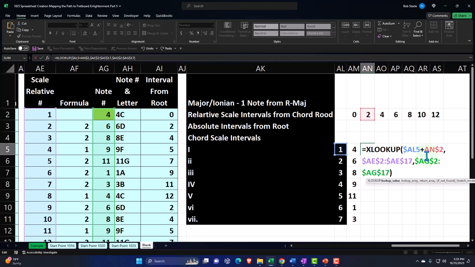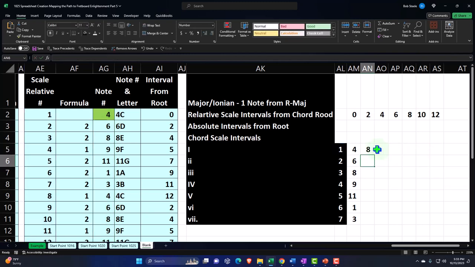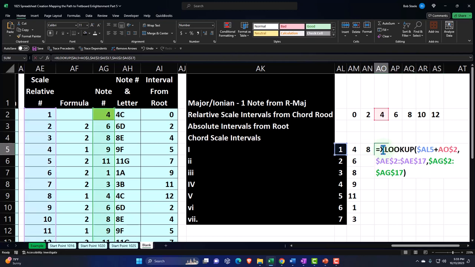So I'm going to say, okay, let's press enter. And now let's check it out and see if that works. If I put my cursor on the fill handle and drag it to the right, is it doing what we expect? This one is picking up the next one in the series, right?